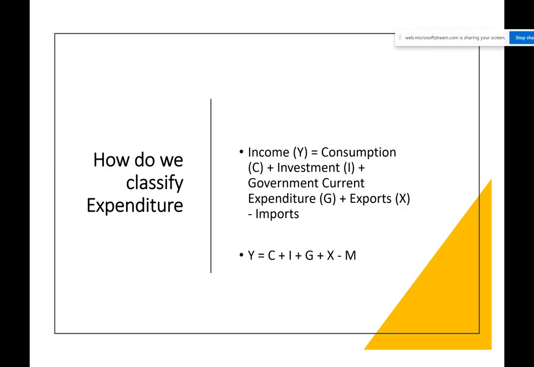Income is equal to consumption, which is C. Investment, which is investment by companies, is I. Government current expenditure, so what the government spend their money on, that's G. And then we do this thing called exports minus imports. And exports minus imports, I forgot to put the M there on imports, by the way. Someone correct me. So exports minus imports.